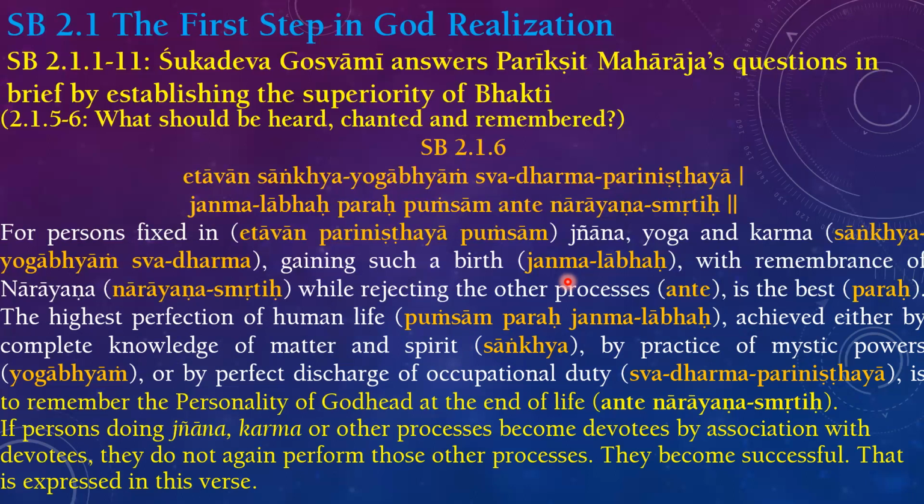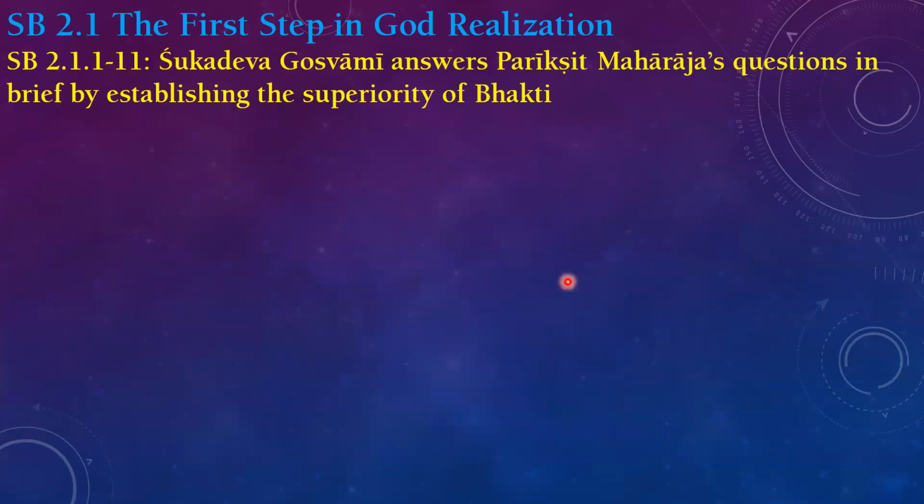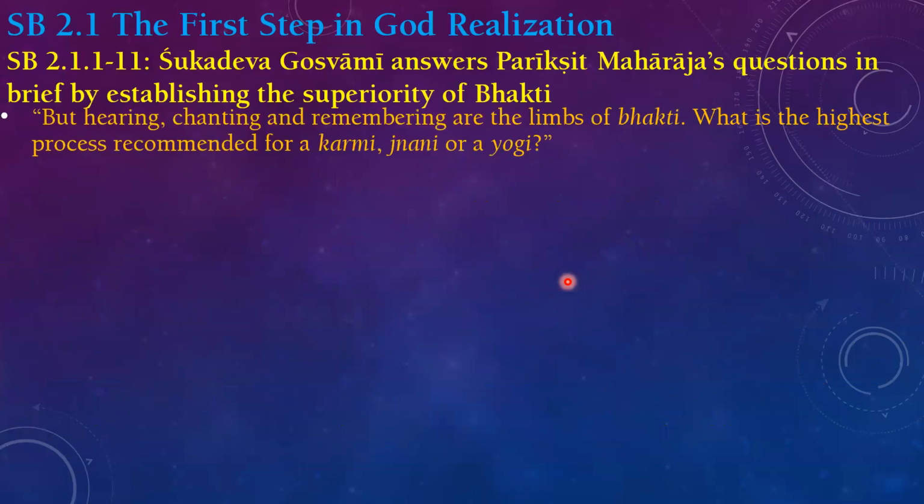They might start with karma yoga intention only, with jnana yoga intention only, but eventually by coming in the association of devotees, they also add bhakti to their activities. That becomes nishkama karma yoga, jnana yoga, or ashtanga yoga. Then they eventually attain Narayana Smriti. But hearing, chanting, and remembering are the limbs of bhakti. What is the highest process recommended for a karmi, jnani, or yogi? In the previous verse, it is said that if you want to attain the highest perfection, you are supposed to do hearing, chanting, and remembering the Supreme Lord Vishnu.